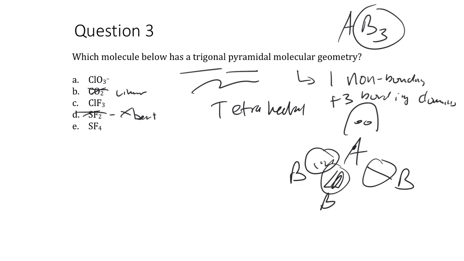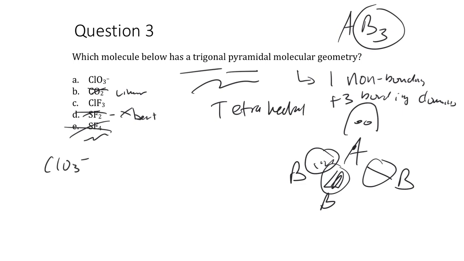SF6 doesn't make any, or excuse me, SF4 doesn't make any sense either because we have too many atoms. So for SF4, the question would be, is it tetrahedral? Is it seesaw shaped within trigonal bipyramidal, which is actually what its shape is, or, if it has two non-bonding domains and the four bonding domains to fluorines, then it could possibly be square planar within octahedral. So the possibilities for SF4 don't include being trigonal pyramidal. So the only two possibilities would be ClF3 and ClO3 minus.